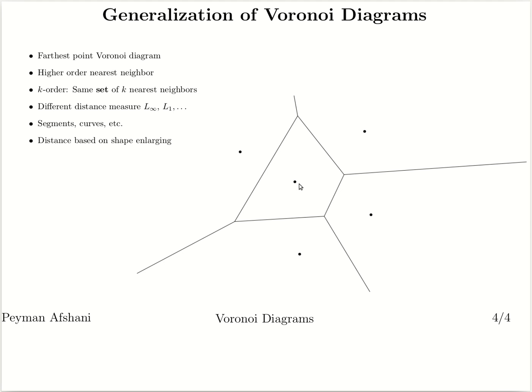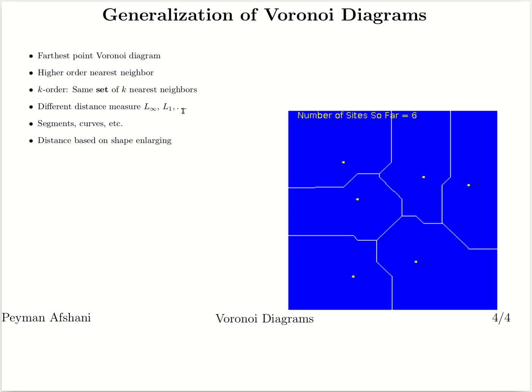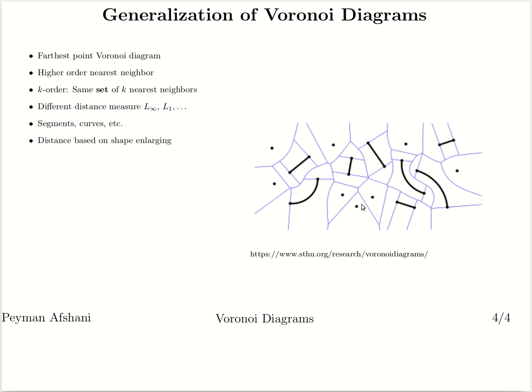We could also generalize the Voronoi diagram by looking at different distance measures, for instance L infinity or L1. So this is the Voronoi diagram based on Manhattan distance or L1 metric. We could even try to look at Voronoi diagrams of curves and line segments. For instance, this picture is the Voronoi diagram of a set of lines, line segments, points, and curve segments. But finally, we could even define weird distance measures, and we could define the Voronoi diagram based on that.